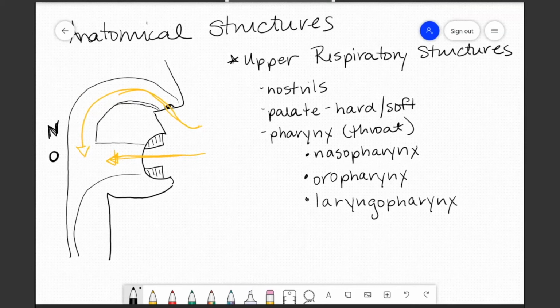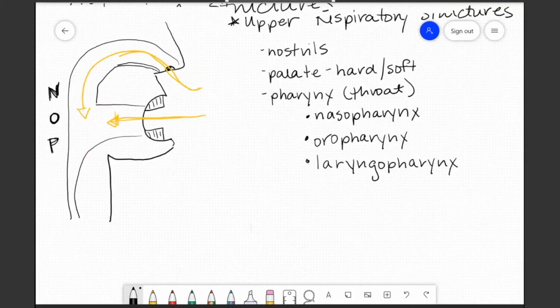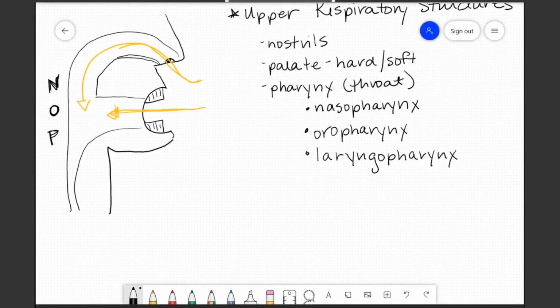All the 15-letter words. And that's going to be this guy. And the laryngopharynx is going to start at the bottom of your throat. So that is that backside: the nasopharynx, the oropharynx, and the laryngopharynx.